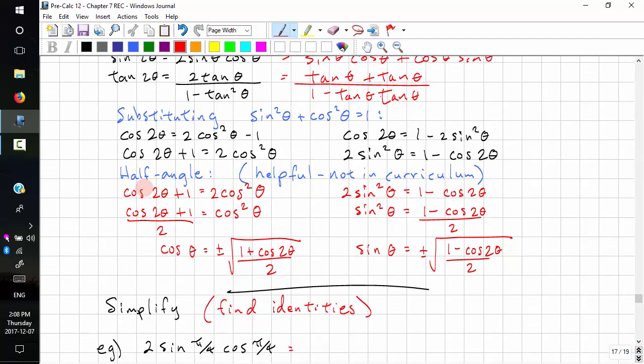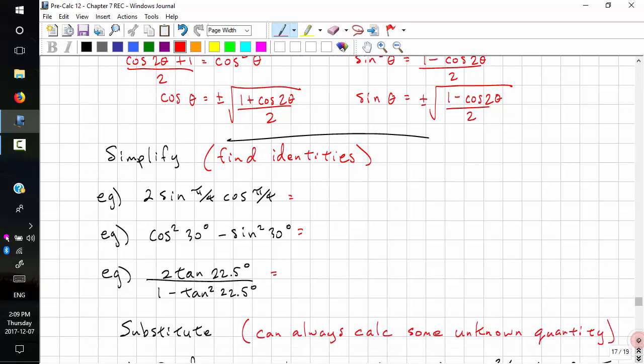Okay, so here are some half angle identities. These are helpful. It's not required in the curriculum, but if you're doing calculus, you should have these on your reference sheets, something you can remember. So if we solve for cos theta, we get cos theta equals plus or minus the square root of 1 plus cos 2 theta over 2. We do the same thing with sine. We do some algebra, and we get sine theta equals plus or minus the square root of 1 minus cos 2 theta over 2. So let's try some problems.